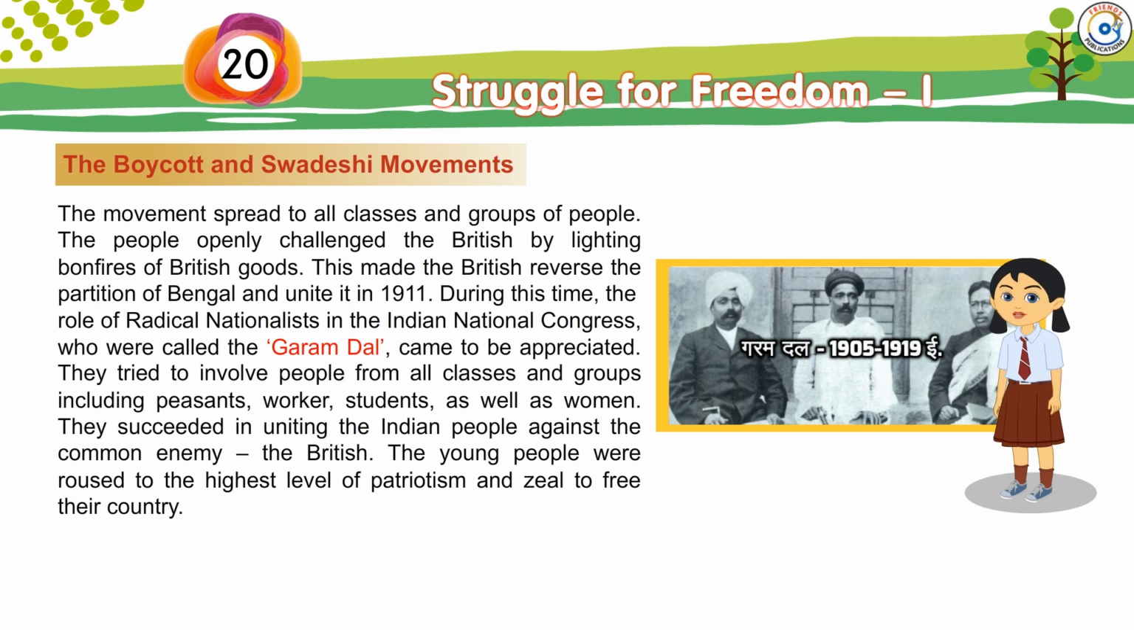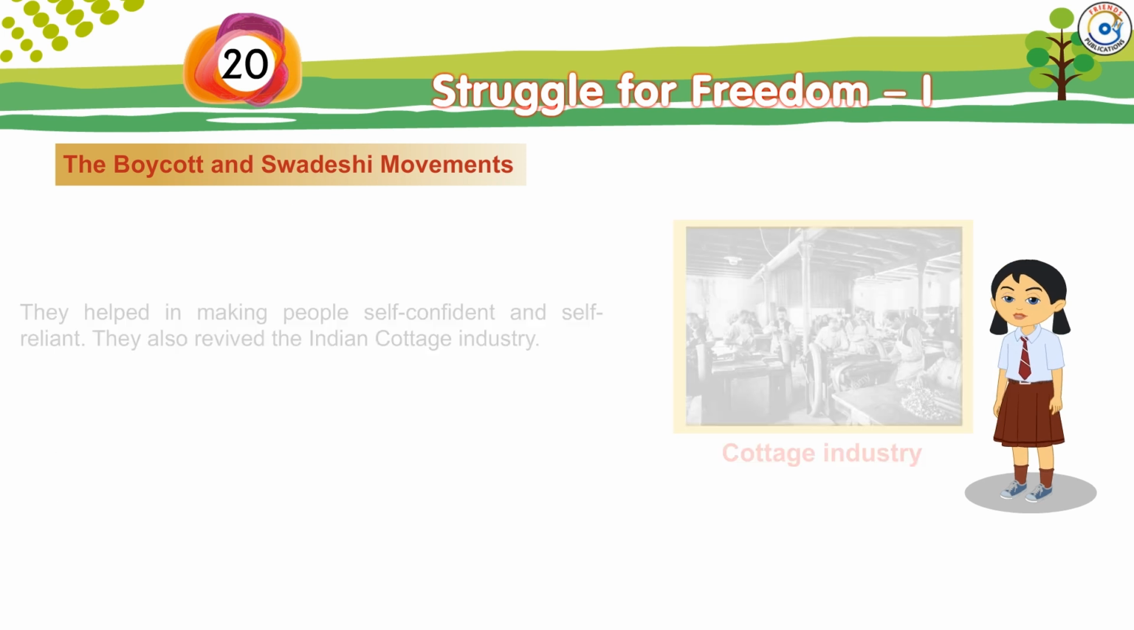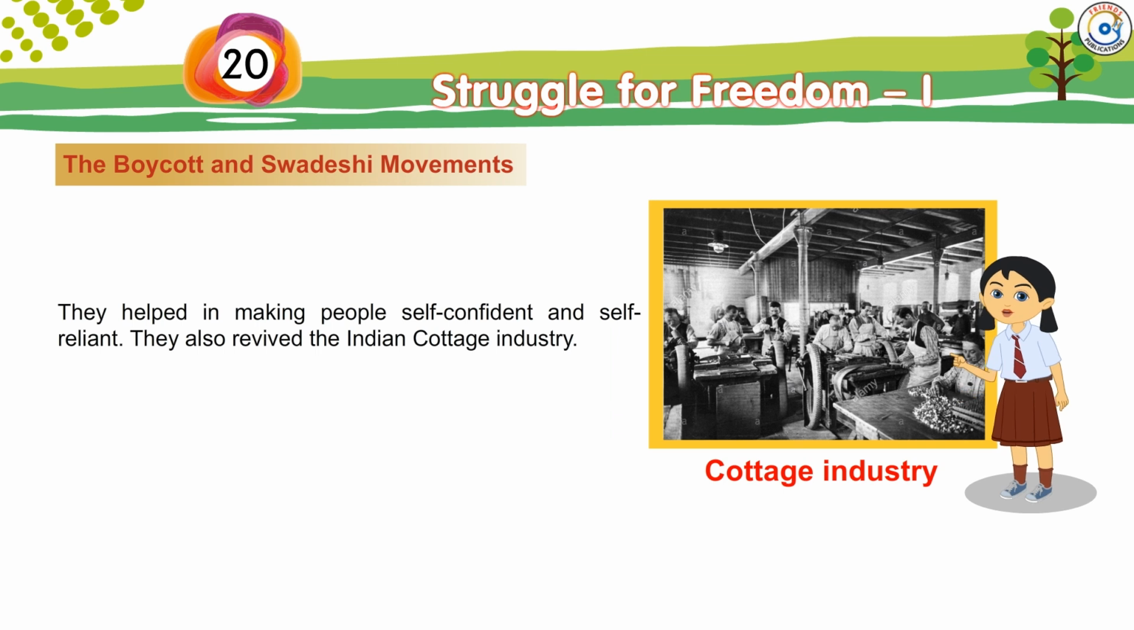During this time, the role of radical nationalists in the Indian National Congress, who were called the Garam Dal, came to be appreciated. They tried to involve people from all classes and groups, including peasants, workers, students, as well as women. They succeeded in uniting the Indian people against the common enemy, the British. The young people were roused to the highest level of patriotism and zeal to free their country. They helped in making people self-confident and self-reliant. They also revived the Indian cottage industry.